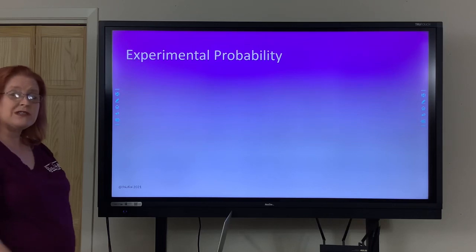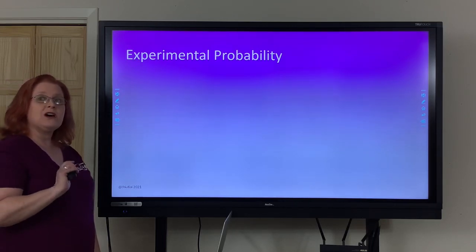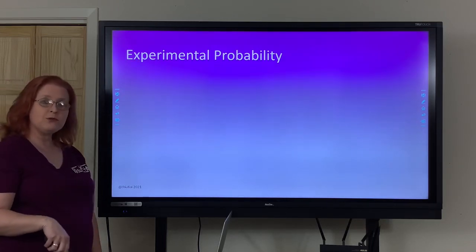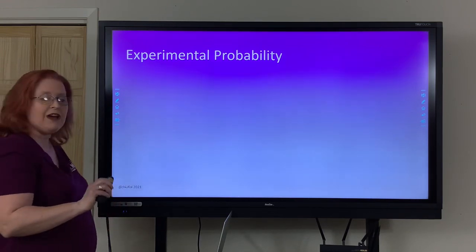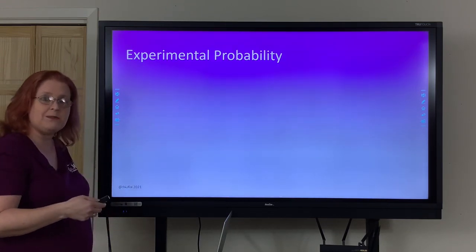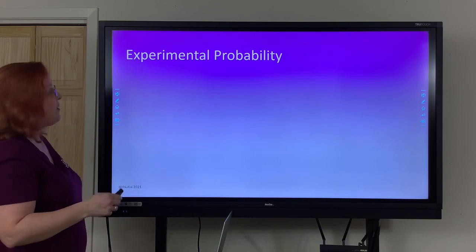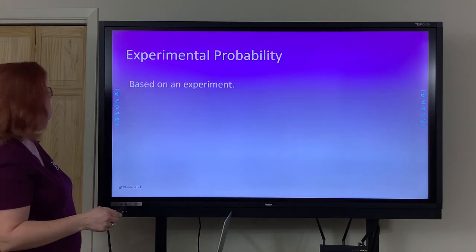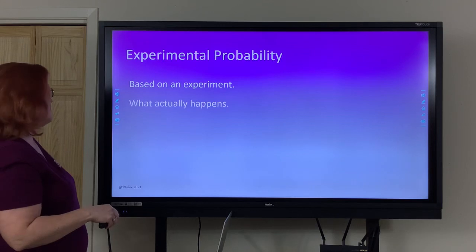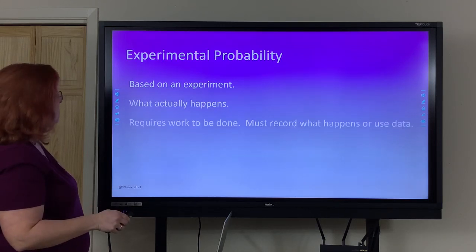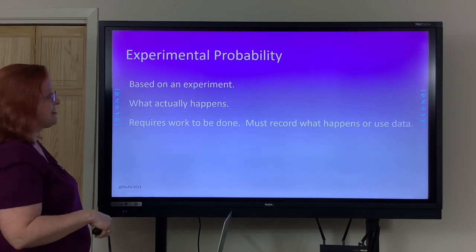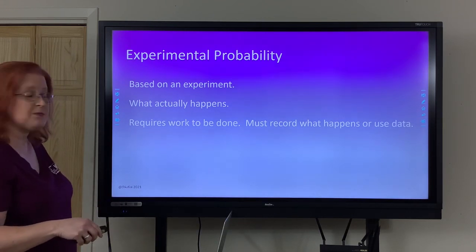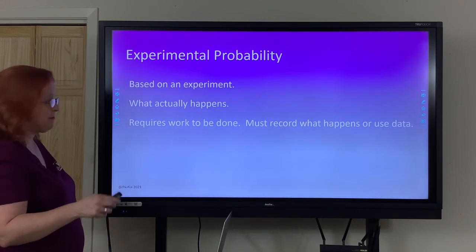All right, that was theoretical. It was based on the objects. Now, experimental probability is based on an experiment. So you either have to perform the experiment to get the data, or you have to be given the data. It actually happens, requires work to be done, and records. You must record what happens in an experiment or use the data already provided.